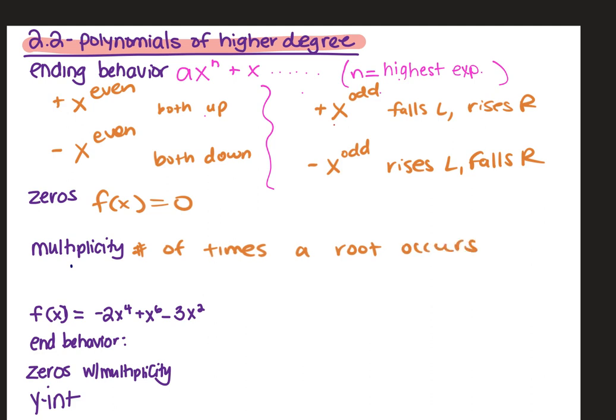What happens if that number of times is even? It bounces off the x-axis at that point. And if it's odd, it crosses through. So just like on your quiz, it's going to ask you to identify your multiplicity. You're going to give me the little numbers next to your answers unless it's 1. And then it's going to say show, and you're going to show it on the graph whether it bounces or crosses through.